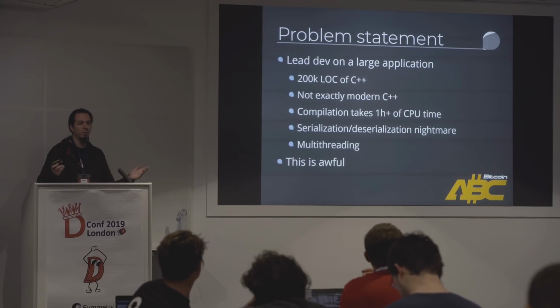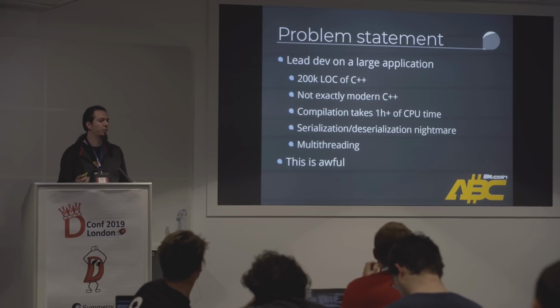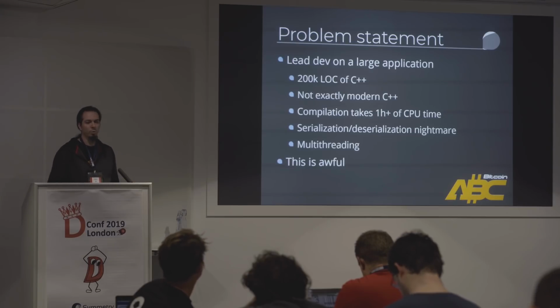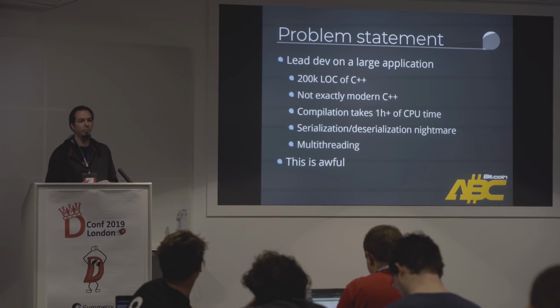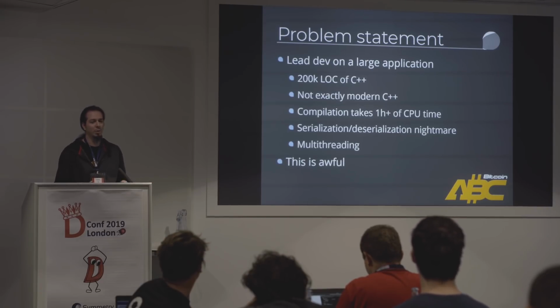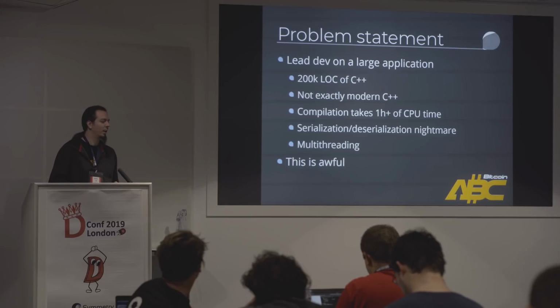So I'm the lead dev of a large-ish application. I mean, there are bigger ones, but it's about 200,000 lines of code. It's not exactly modern C++, but it's C++ anyway. It takes about 1 hour to compile from a fresh compilation, so it takes forever. There's serialization and deserialization stuff. For anyone that has done that in C++, you know it's probably preferable to poke needles in your eyes. It has a lot of multi-threading, same thing. This is awful.